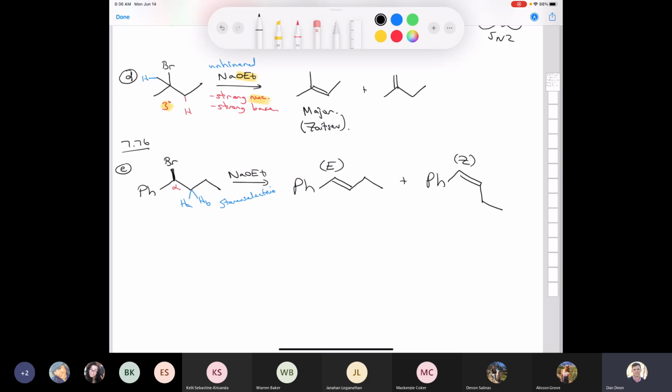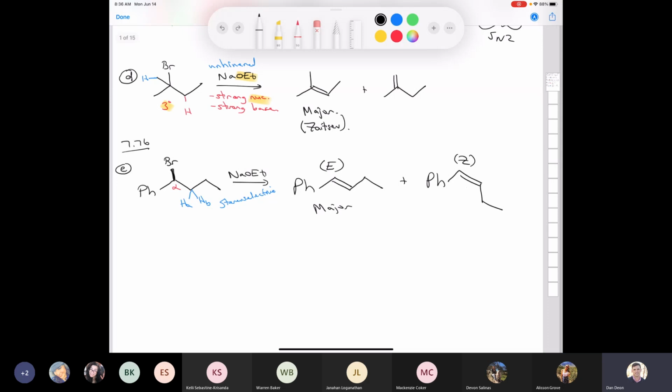So could anybody predict which one of these would be the major? Do you think it would be the E or the Z product? And again, I'm not trying to trick you or fool you. Go with your gut feeling, in this case, because it's just stereoselective. Yeah, thanks, Mackenzie. It's going to be the E. This is going to be the major product because of the steric hindrance that we would see in the Z product.